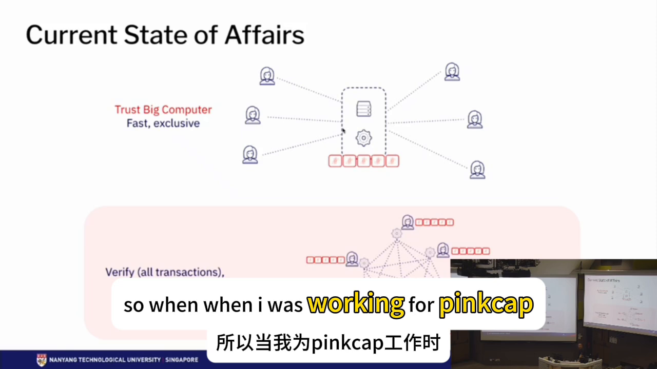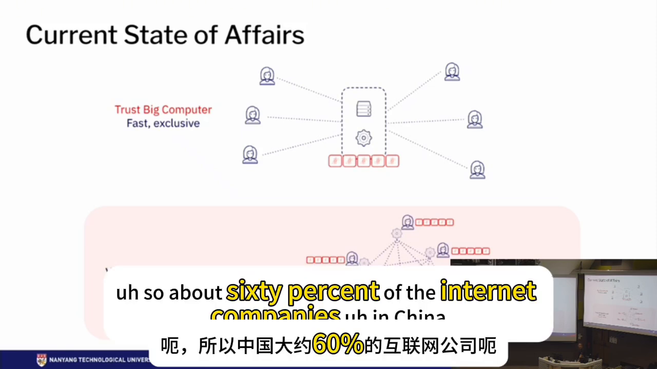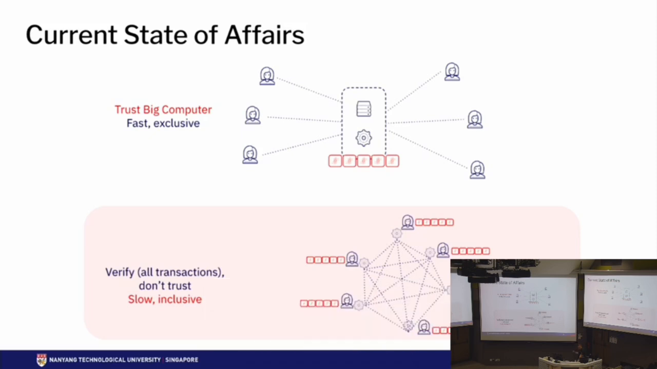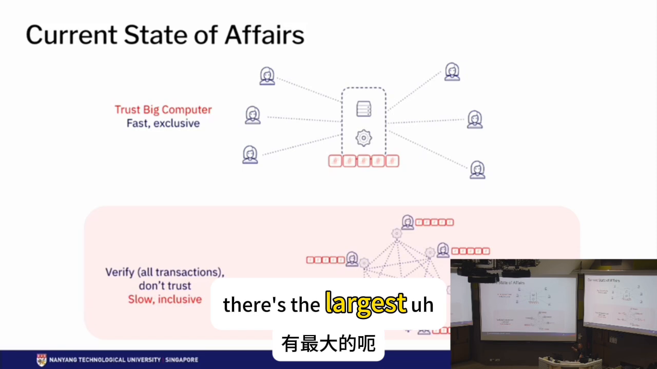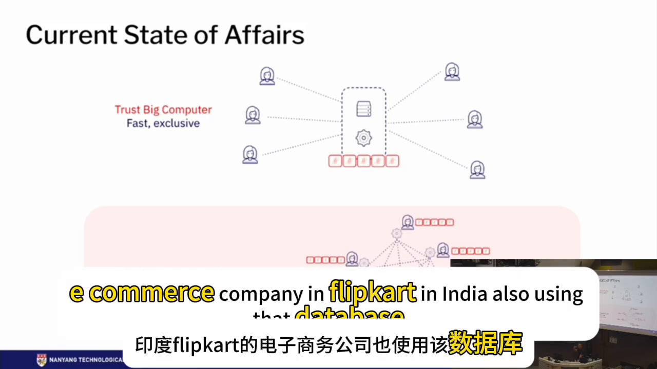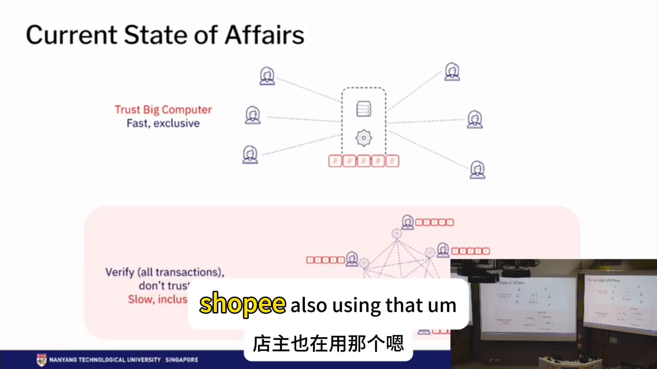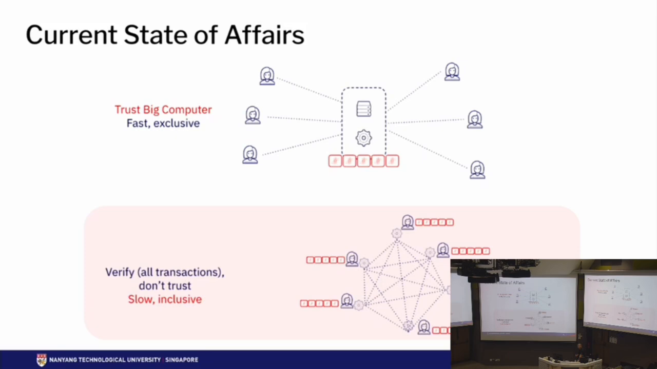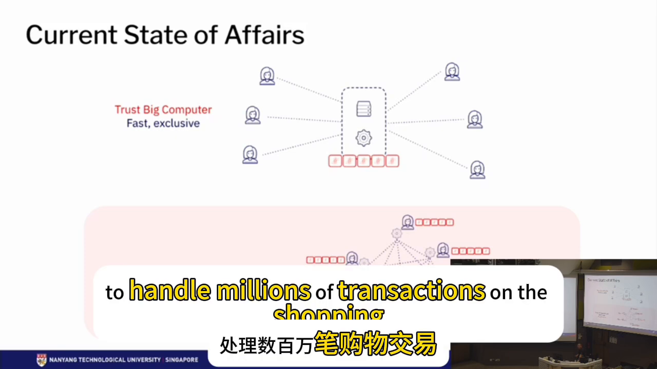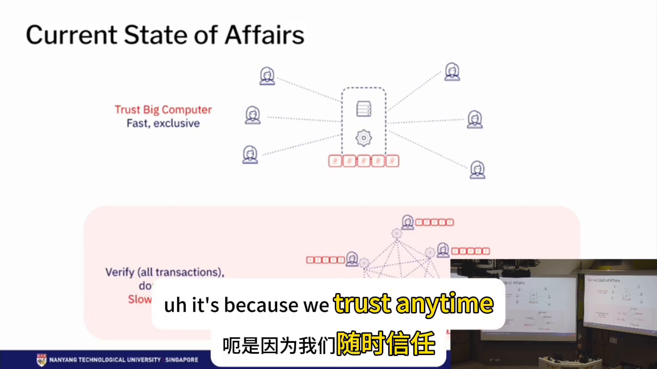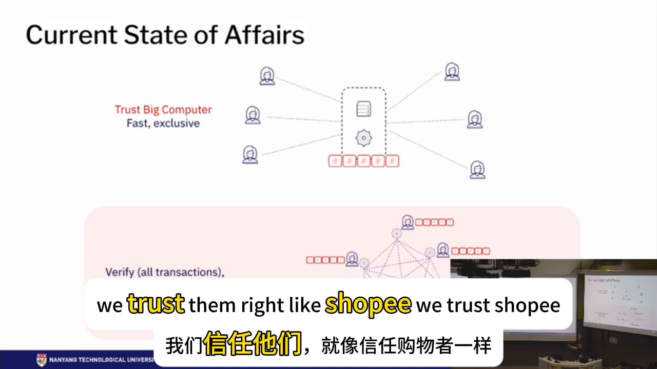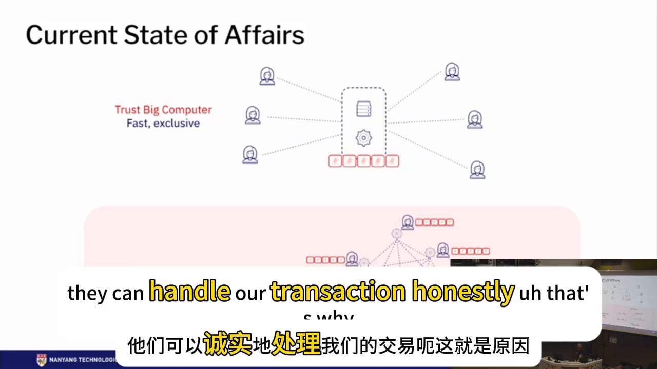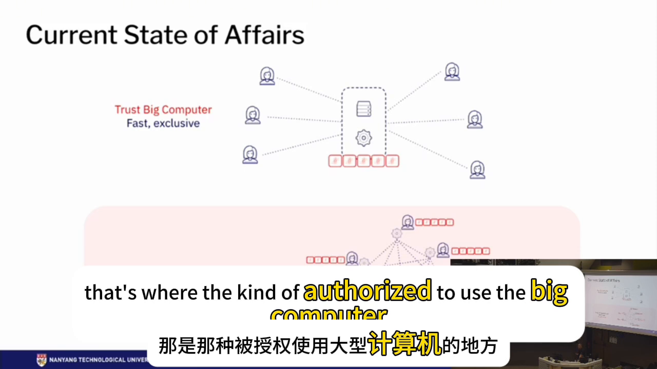So when I was working for PingCAP, about 60% of the internet companies in China, and the largest e-commerce company in India, Flipkart, were also using that database. Shopee also uses that. They use super powerful computers to handle the workload, to handle millions of transactions on the busy shopping day. It's because we trust them. Like Shopee, we trust Shopee, they can handle our transactions honestly. That's where they are authorized to use the big computer to handle the big workload.